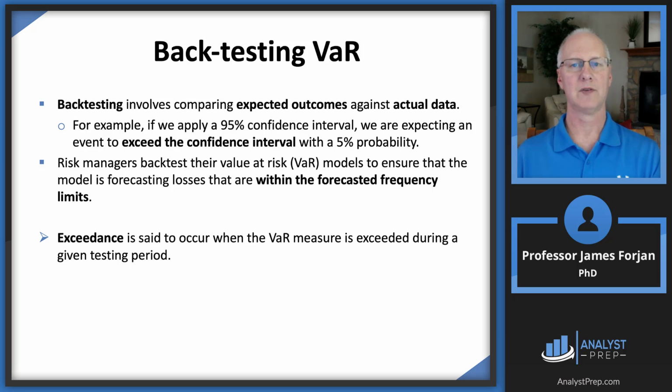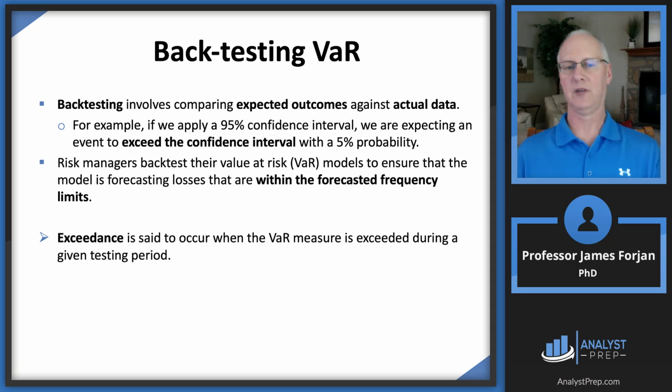Now, how about backtesting value at risk? Remember what we talked about in the prior chapters, that the value at risk measures the minimum loss that a portfolio or any other kind of variable, the minimum loss that will occur just 5% of the time. What we want to do is use these sample means and sample standard deviations and confidence intervals and confidence levels to backtest the value at risk, to ensure that the model is forecasting losses that are within the forecasted frequency limits.